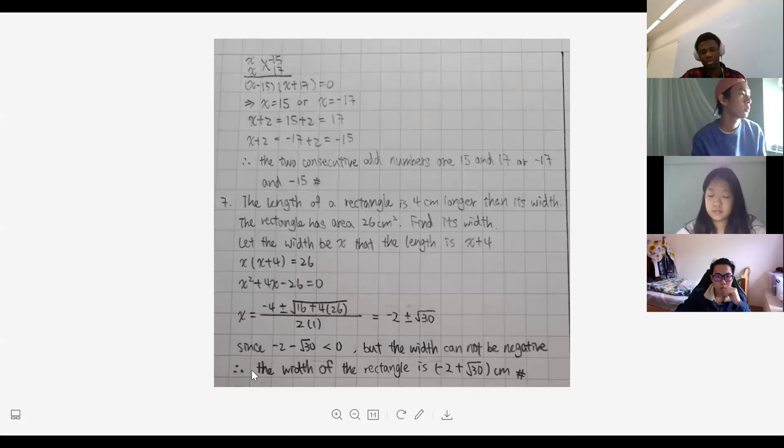But this is good. Since this is less than zero, but the width cannot be zero, then the width must be that. Good girl. I'm dancing for you. All of my dance moves is accepted. All right, good job, guys, good job, guys.